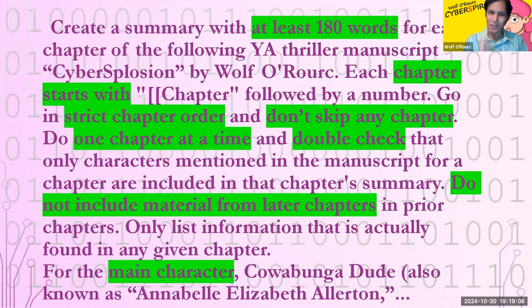This is the chapter start. Go in strict chapter order. Don't skip any chapter. You have to tell it all these things because it doesn't understand what a novel or a chapter means. To it, it's just numbers. Go one chapter at a time and double check. In the big AI chatbots, that kind of phrasing will force it to go 1 or 2 or 3 chapters at a time and ask for confirmation.